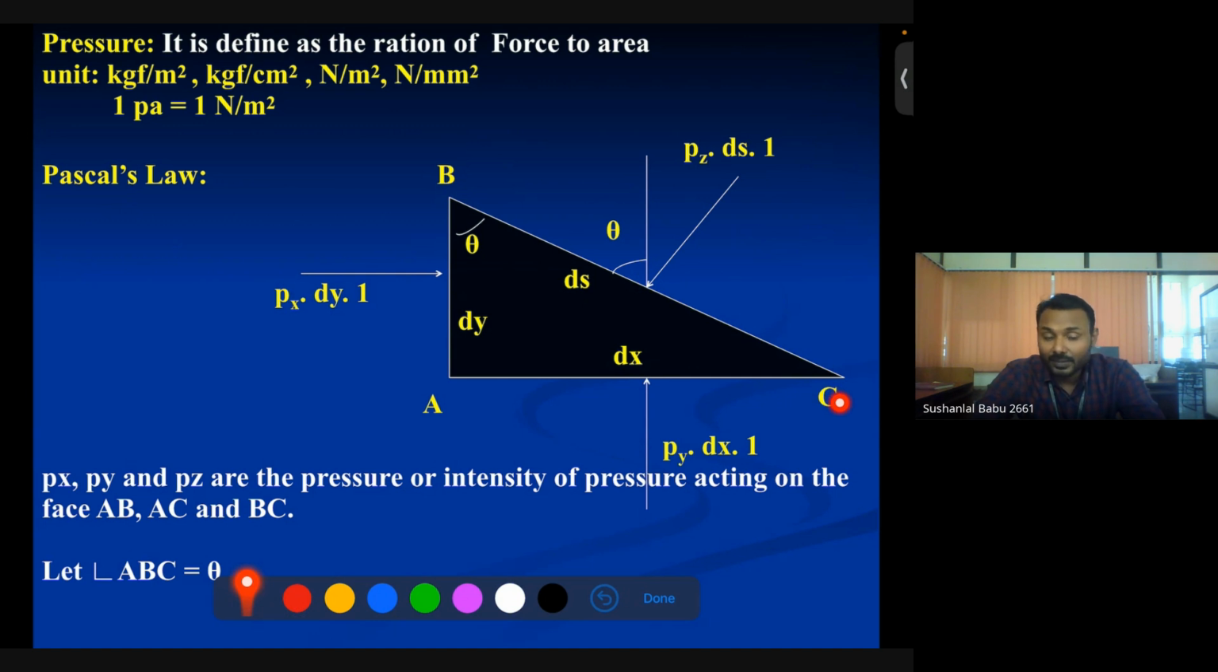So what is the width of this wedge? We will assume the width as 1 unit. Accordingly, we have to calculate the area, and then we will find the force. If we know the pressure, we can calculate the force.